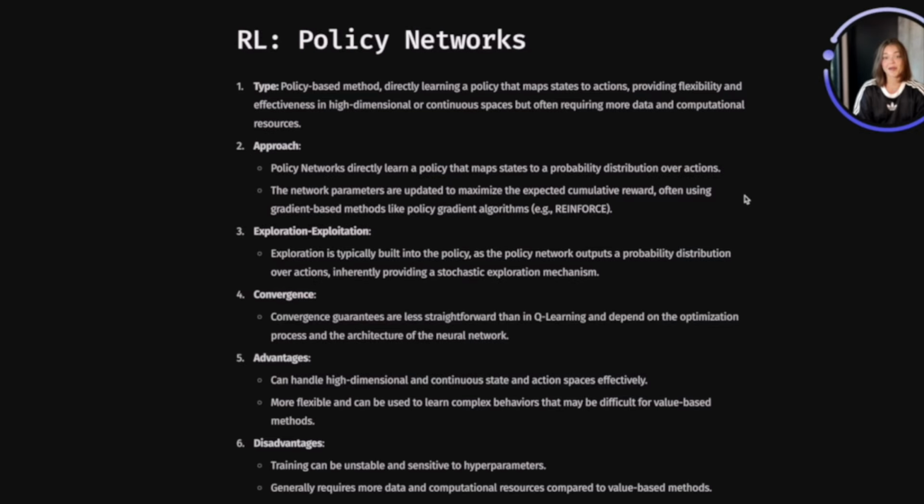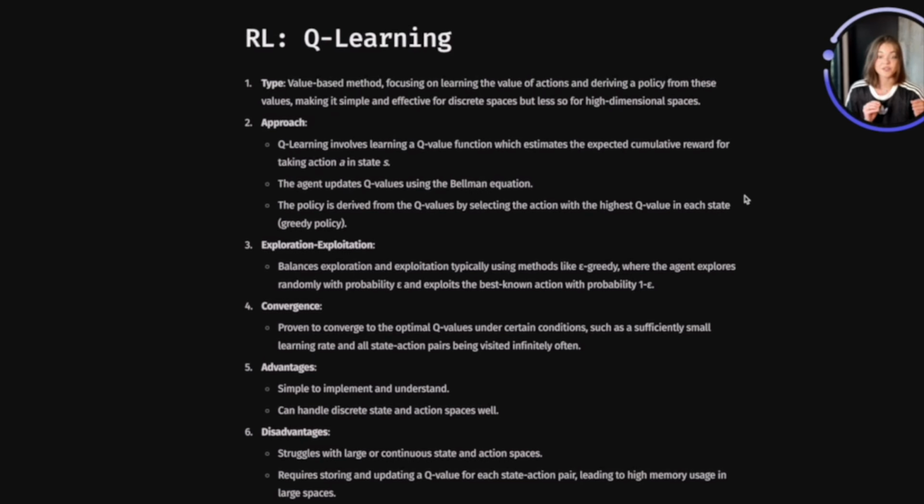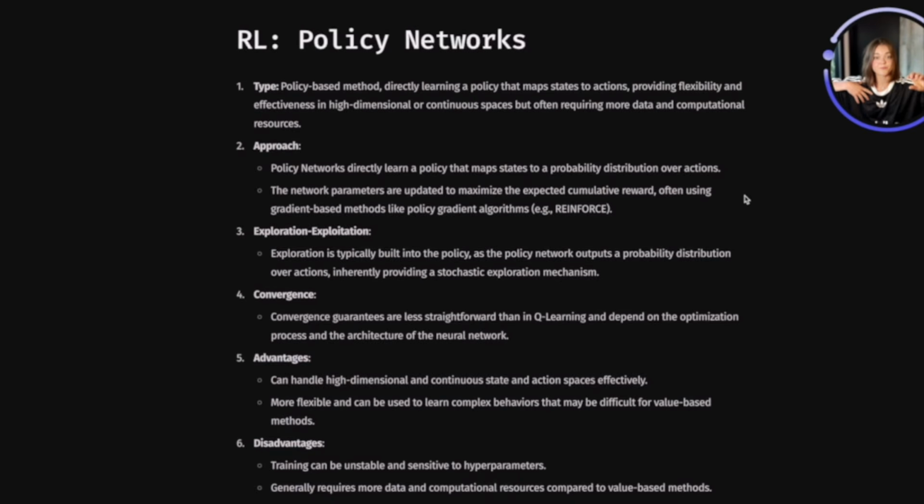So they map states to a probability distribution over actions, whereas in Q-learning you store a state and then the best action pair. So it's state and then one action, or explore. But here you have a probability distribution over all the actions. So that inherently encompasses exploration versus exploitation, because it's a probability distribution.